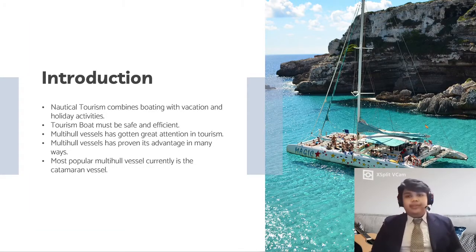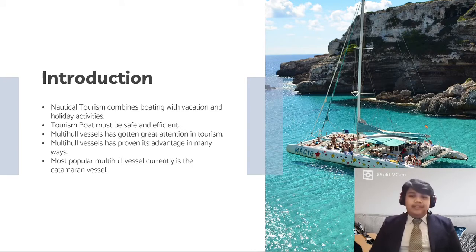What is nautical tourism? Nautical tourism combines boating with vacation and holiday activities. The most commonly used vehicle in nautical tourism is the tourism boat. A tourism boat must be safe and efficient to ensure the safety of all the passengers and reduce usage for the tourism company. Lately, multi-hull vessels have gotten great attention in nautical tourism.